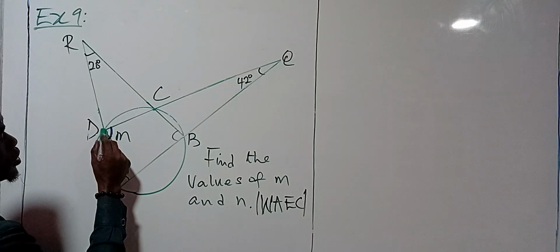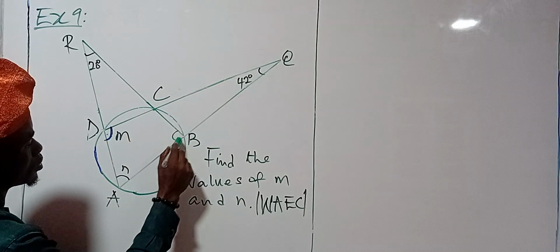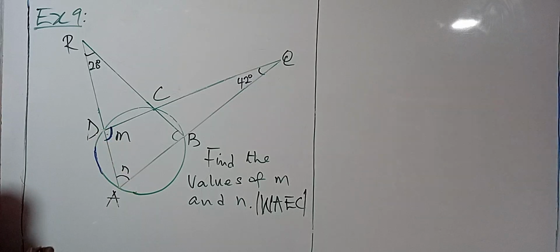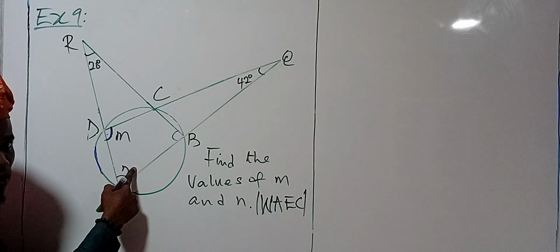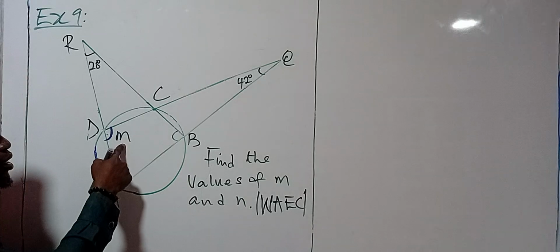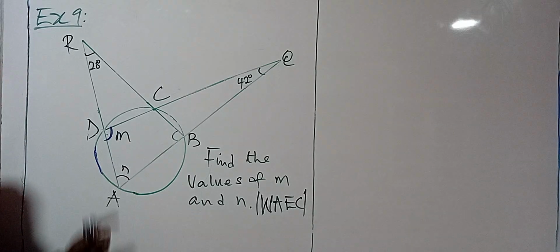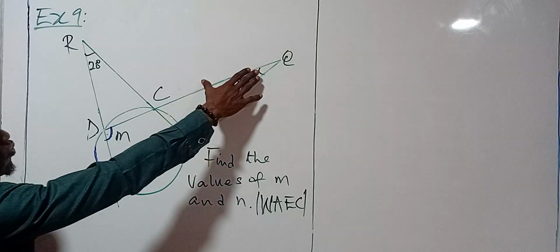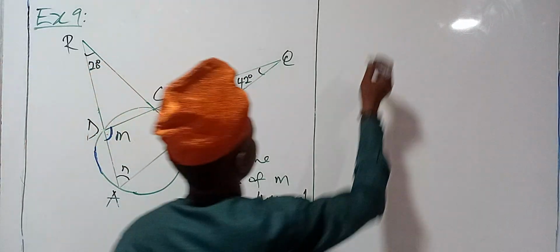We also have a quadrilateral, in which we are to look for M and N. We are to determine the values of M and N. So how do we go about this? You need to consider the first triangle. This is the first triangle.